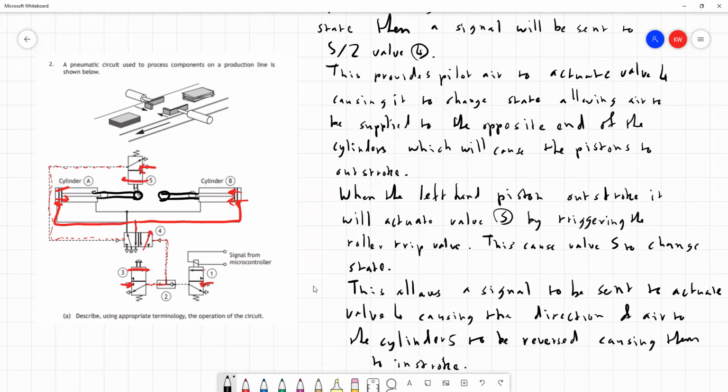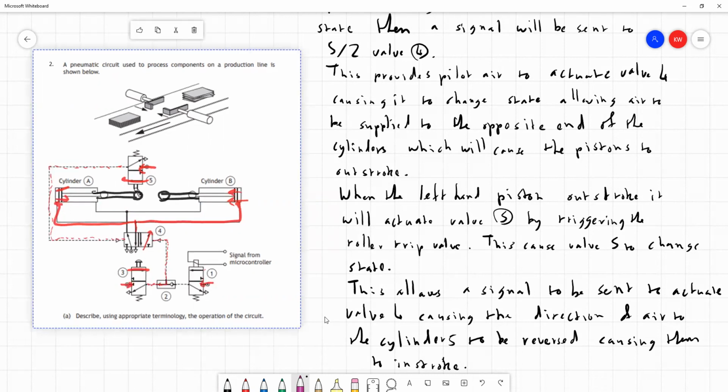But when that left-hand piston pushes out, it's going to hit that little roller trip that's hanging down. And when it does that, air will start flowing through valve 5, and it will come back in on the left-hand side of valve 4, switching it back over so that instead, I'll mark this on just in purple as a kind of final point, air will then flow back in this way and cause these to in-stroke again. And then we'll be back to the beginning. So it's not automatic or semi-automatic. We'll always have to send the signal back in, but of course it could be made automatic if it's an automatic signal from the microcontroller, but it's not automatic due to the pneumatics in the system themselves.